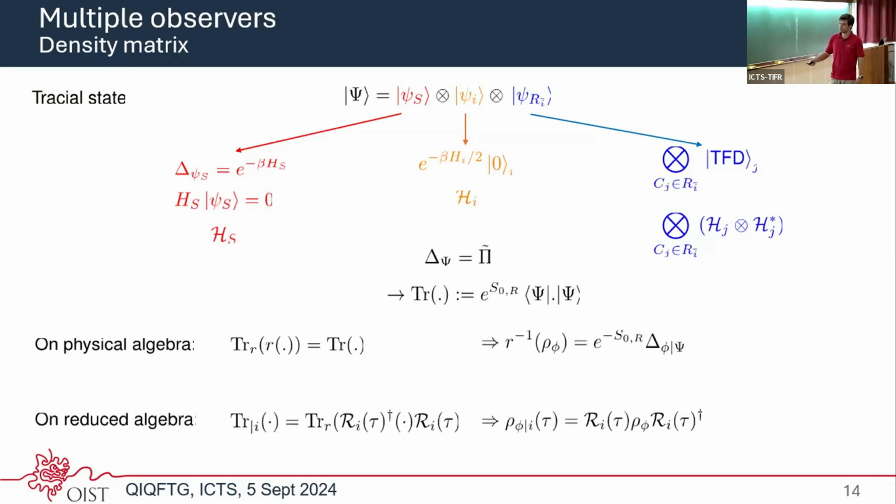And one can do the same for the reduced algebra, namely you just conjugate with this Page-Wootters reduction map, and this gives us the density matrix with respect to the clock I. So the only thing you need to find the density matrix is just a relative modular Hamiltonian between our state of interest and our tracial state.